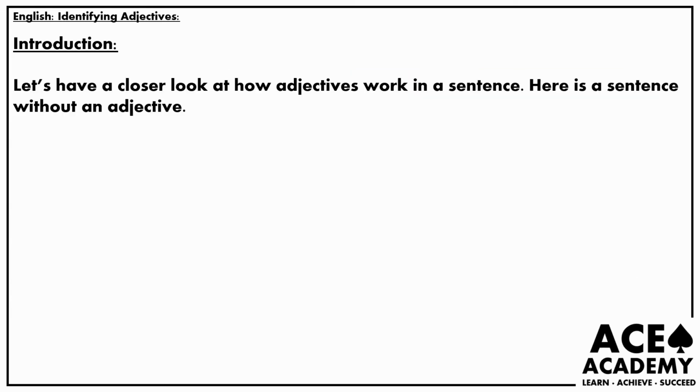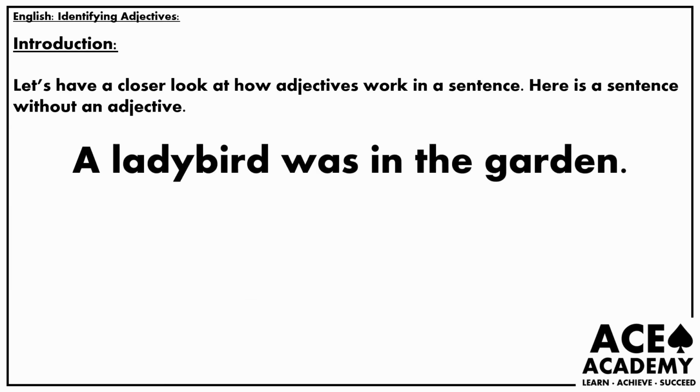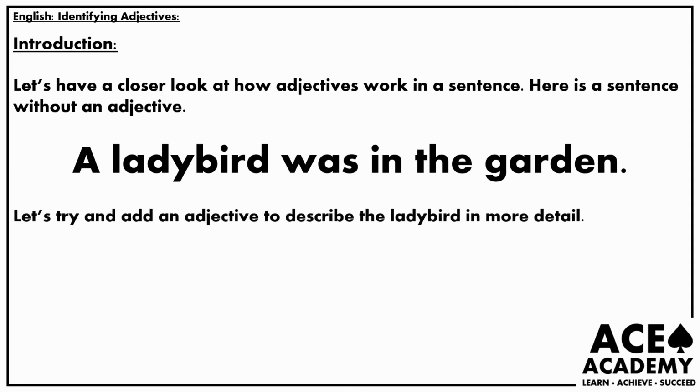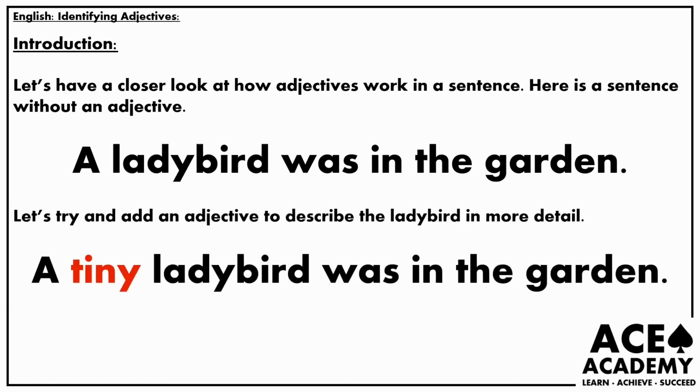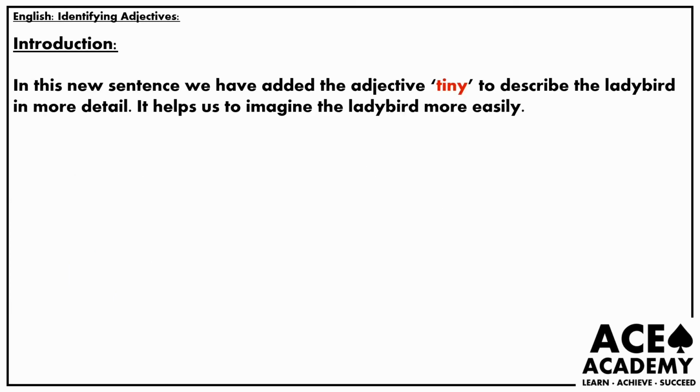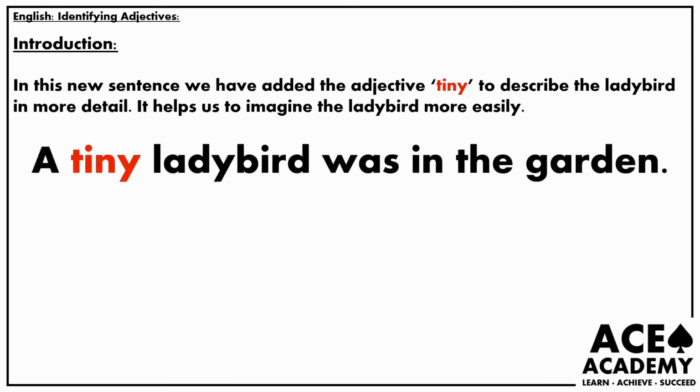Now, let's have a closer look at how adjectives work in a sentence. Here is a sentence without an adjective. I'll read it for you. A ladybird was in the garden. Let's try and add an adjective to describe the ladybird in more detail. Here's our new sentence. I'll read it for you. A tiny ladybird was in the garden. In this new sentence, we have added the adjective tiny to describe the ladybird in more detail. It helps us to imagine the ladybird more easily. Have a look again. A tiny ladybird was in the garden. Tiny is the adjective.